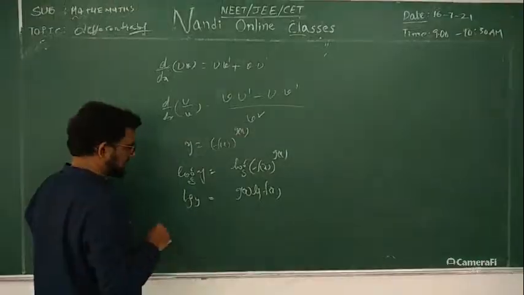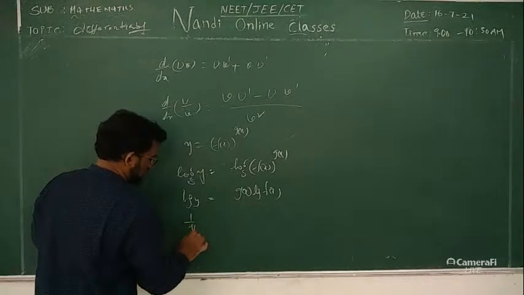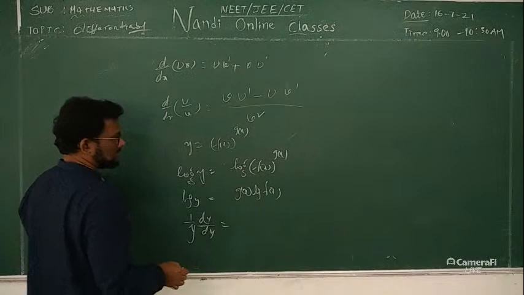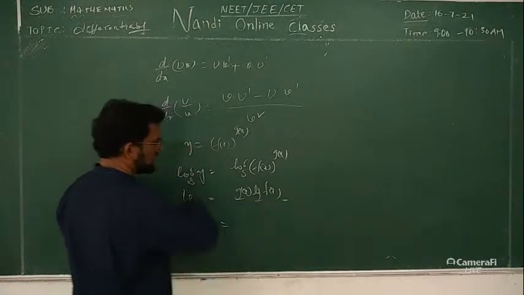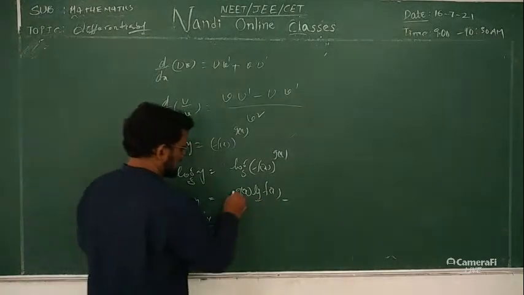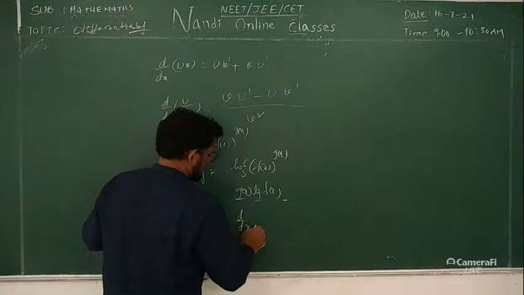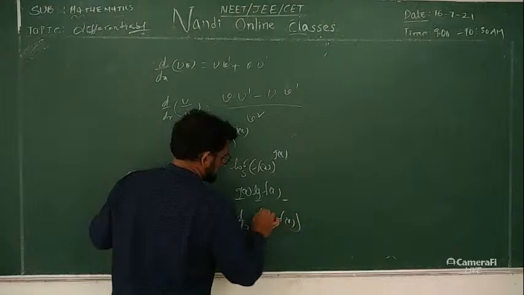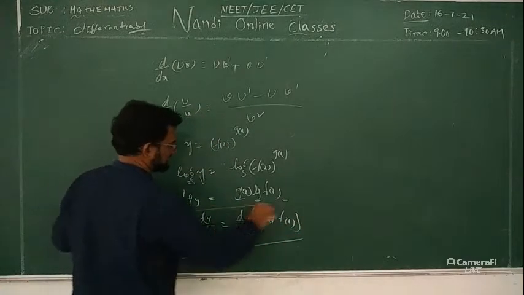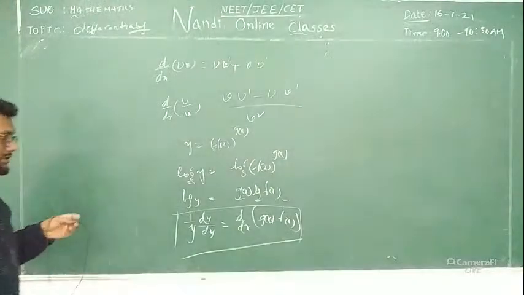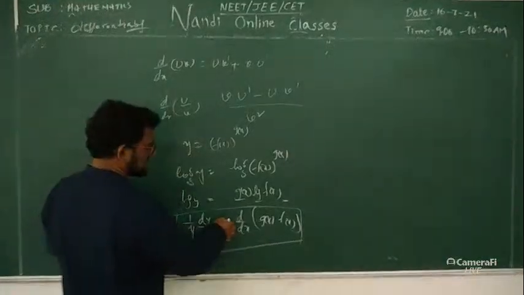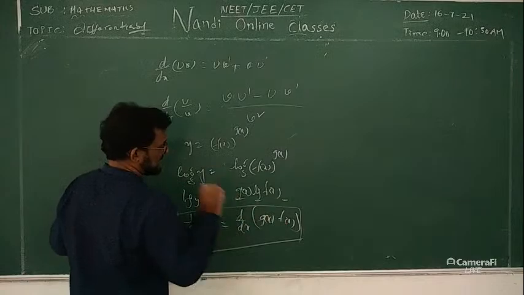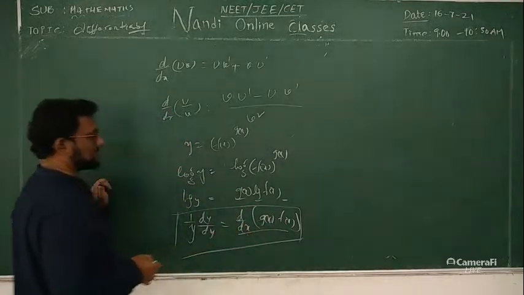Now if you differentiate, 1 by y into dy by dx is equal to, it is the UV model, so derivative of g of x into log f of x plus g of x into derivative of log f of x. Better you learn this structure by heart. This y anyhow comes here: derivative of power into log of base. This thing you should remember.